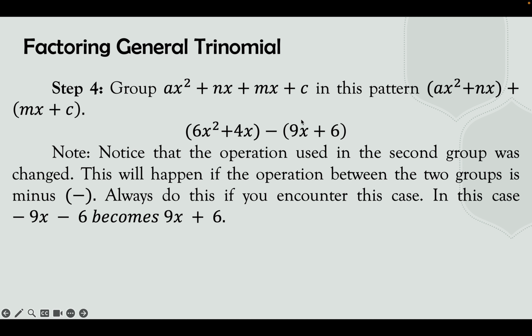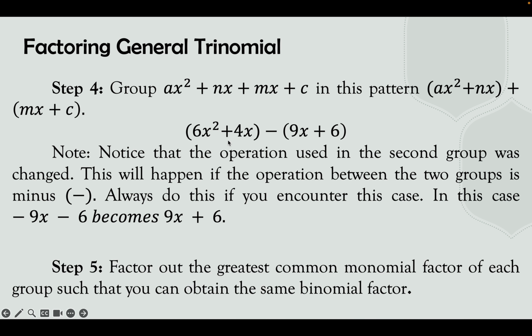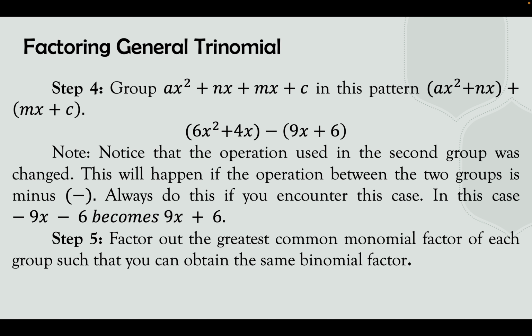See, if you simplify this one, we will go back, you will still have negative 9x and negative 6. So the reason we need to change this one is so that we have the same other factor for the first group of our binomial, or the first group of our terms.